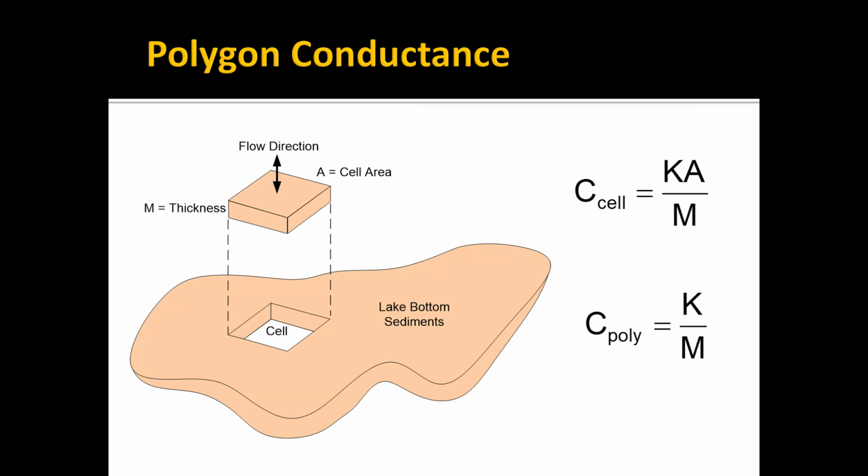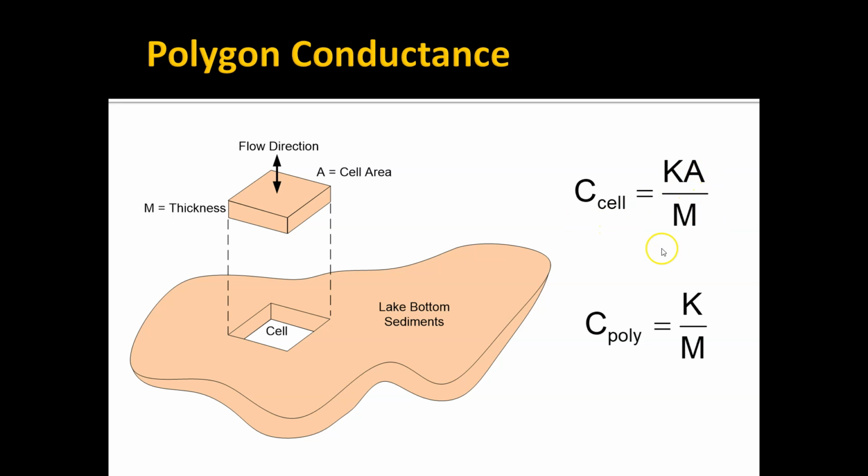Now, what about polygons? Let's suppose that we are simulating a lake with the general head package, for example, and each cell in the grid overlaps part of the lake. This cell is entirely overlapped by the lake, but it could be partially overlapped on the edge. And so the flow direction is vertical. A is the area of the cell. M is the vertical thickness of the sediments. So the cell conductance is KA over M.